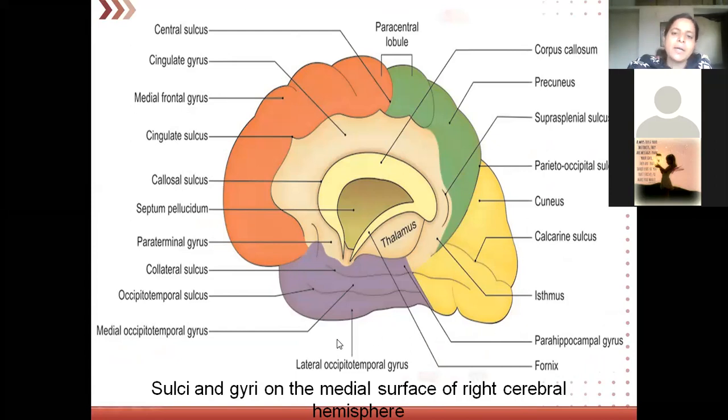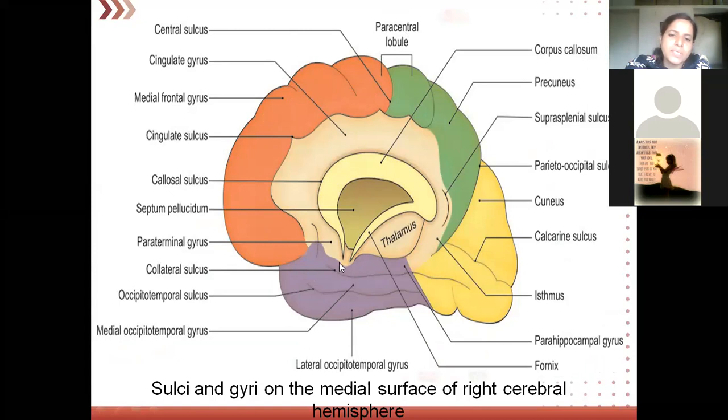On the medial side also, we are finding a few sulci and gyri. Suppose it is the frontal lobe, which is shown in this orange color. In this area, the central sulcus is only partly seen. You are finding the medial frontal gyrus.